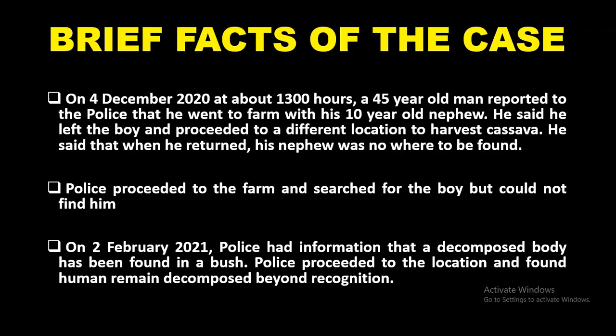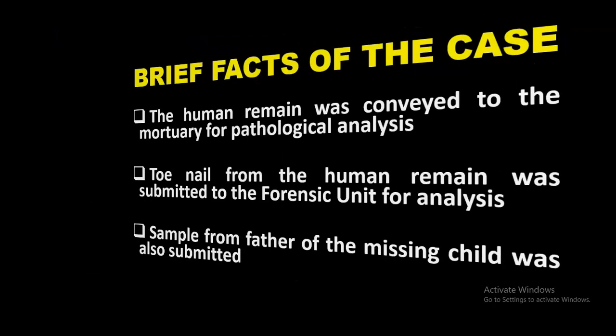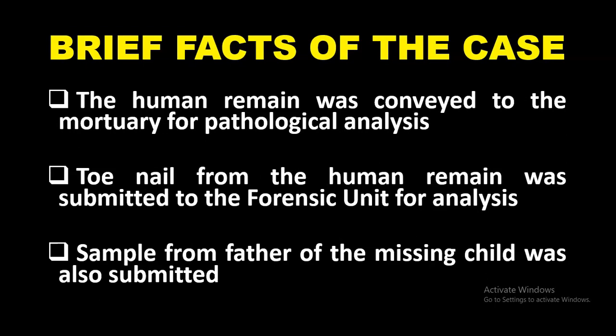On 2nd February 2021, police had information that a decomposed body had been found in a bush. So police proceeded to the location and found human remains decomposed beyond recognition. The human remain was conveyed to the mortuary for pathological analysis. And during pathological analysis, a toenail from the human remain was submitted to the forensic unit for analysis. A sample from the father of the missing child was also submitted for the purpose of comparison.